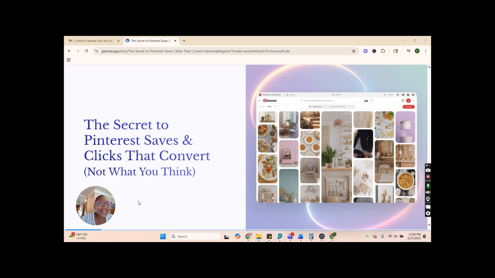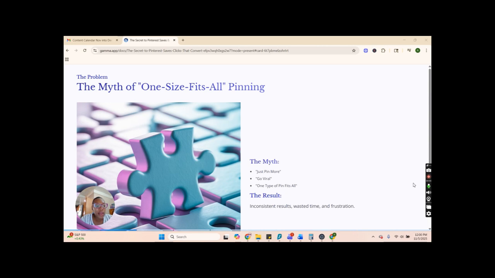So yeah, it's growing. Okay, so most of us are told to just pin more or to chase virality, but that may not always be right. What happens is that we treat every single pin the same way. To me, that is like using one key for every lock. It just doesn't work. So the secret isn't about quantity, right? It's about understanding intent. I'm not saying to totally discount quantity, because that works fine, but you need to understand the user intent.